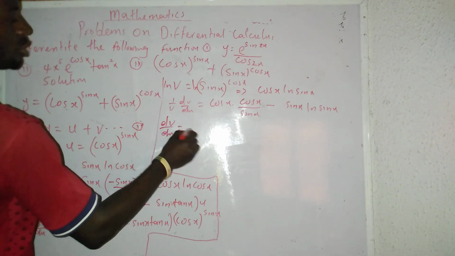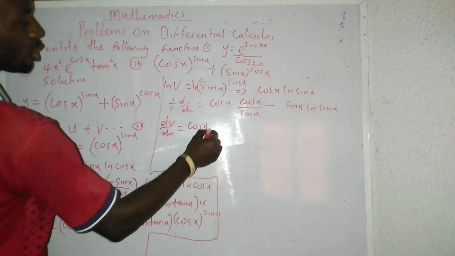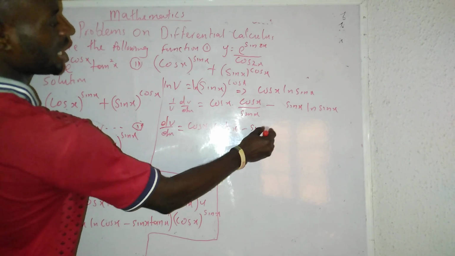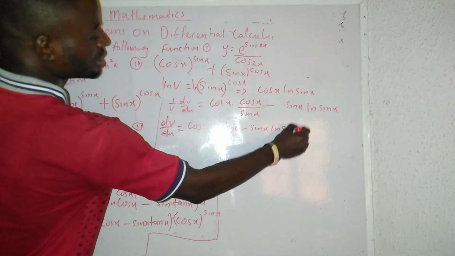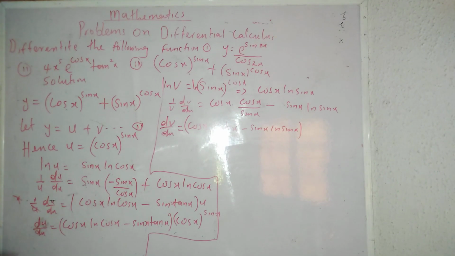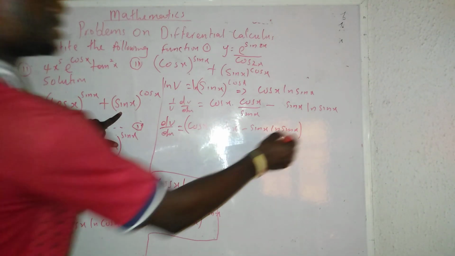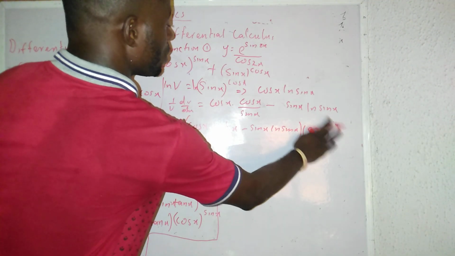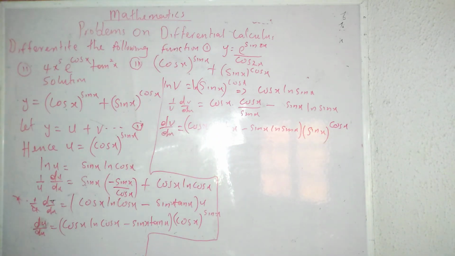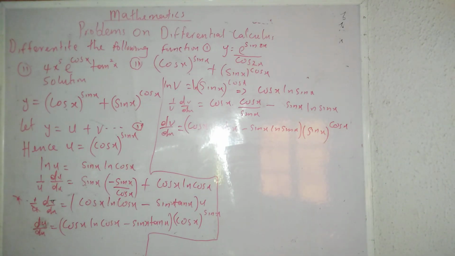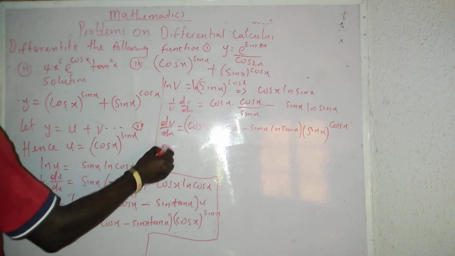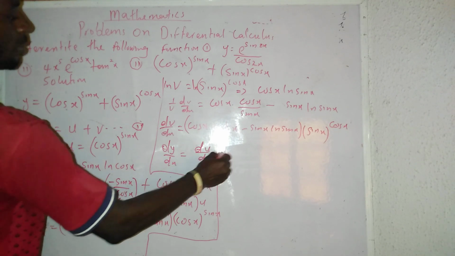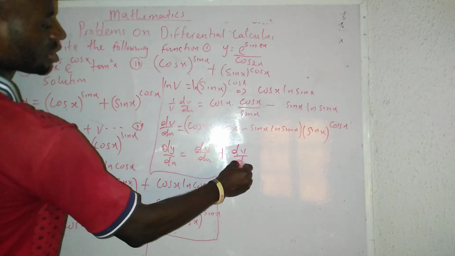Now I can say that dv/dx will be equals to sine x cot x minus sine x ln sine x, bracket of, what is my v? My v is given as sine x raised to power cos x. Now that is my v. Now my final answer: dy/dx will be equals to du/dx plus dv/dx.